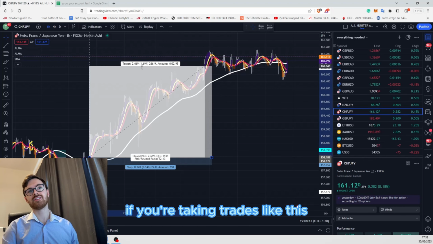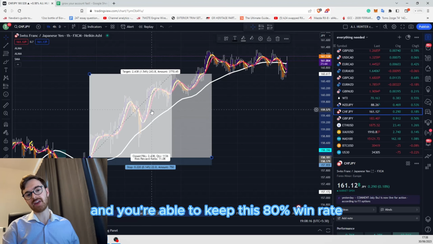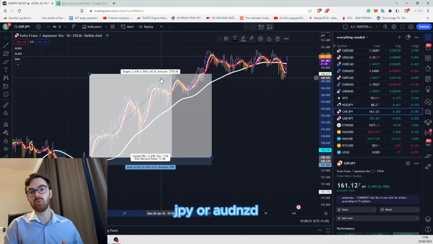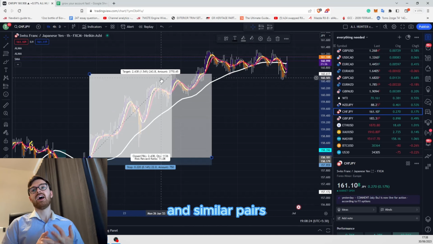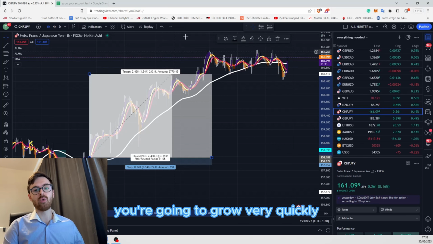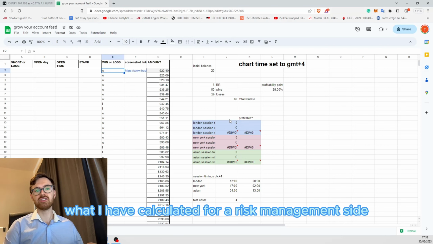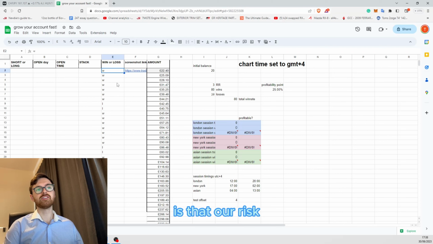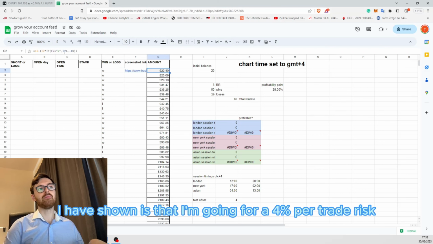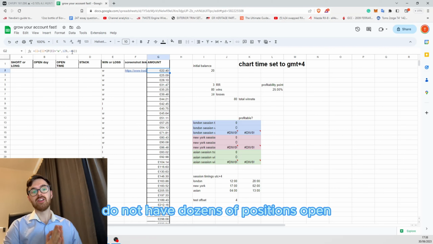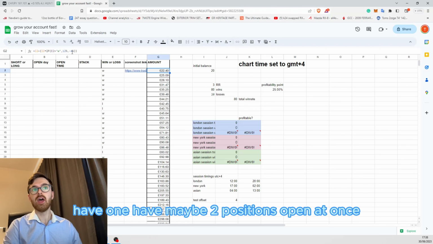If you're taking trades like this and you're able to keep this 80% win rate that I've tested on pairs like CHF-JPY, AUD-NZD, and similar pairs, you're going to grow very quickly. Now, with this, what I have calculated for our risk management side is that I'm going for a 4% per trade risk. This is huge risk. Do not have dozens of positions open. Have 1, have maybe 2 positions open at once.